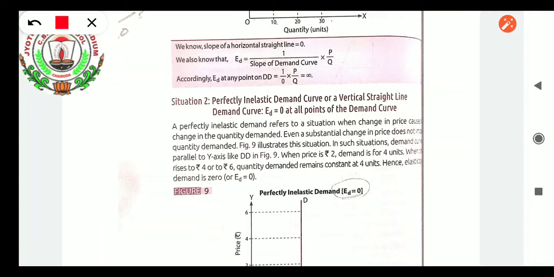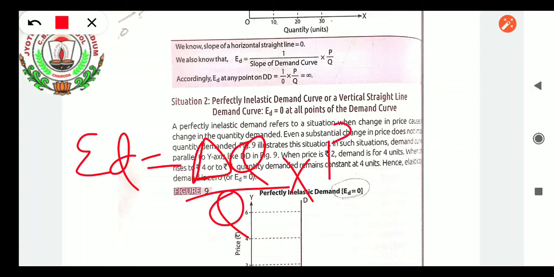As ED equals change in Q upon change in P into P by Q, so if we see the slope of demand curve, which is change in P upon change in Q, sorry, here change in P will be there. When we see, students, the slope of demand curve, it is the inverse of ED. You can say an inverse relationship is there. Because of that we can write 1 divided by slope of demand curve into P by Q.